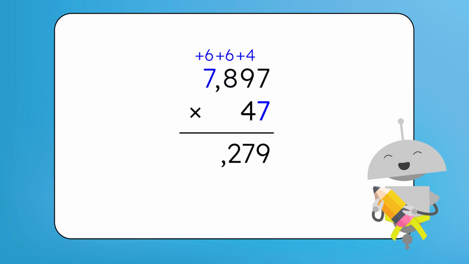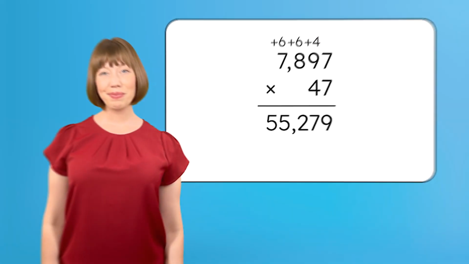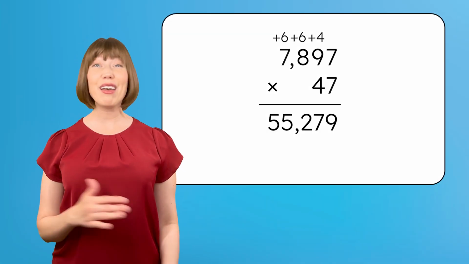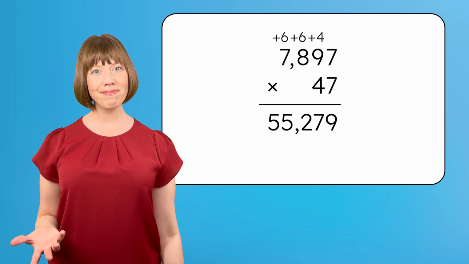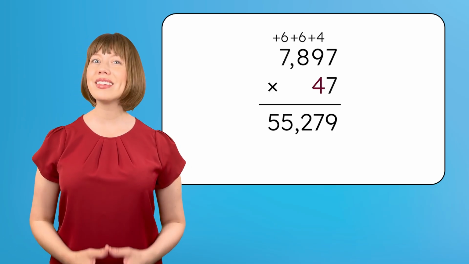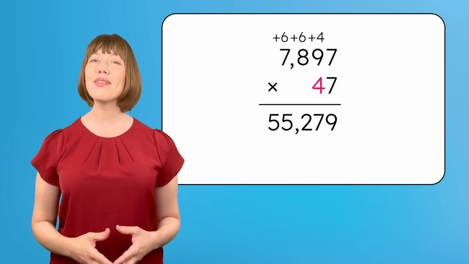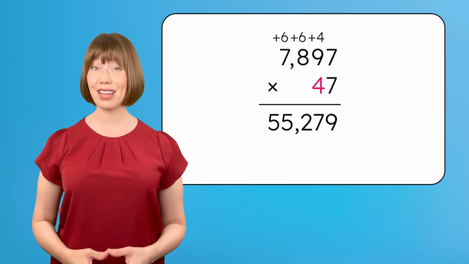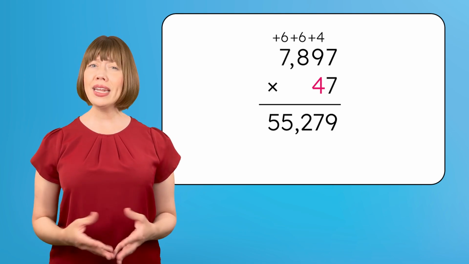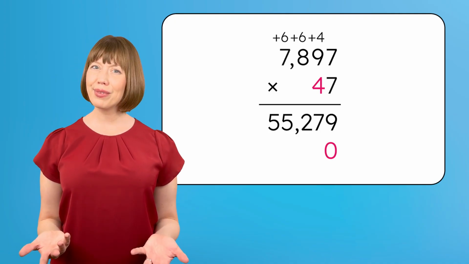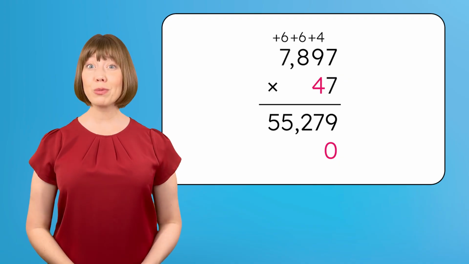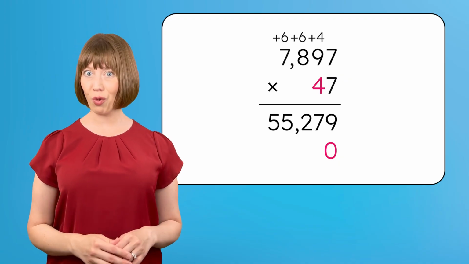Finally, 7 times 7 is 49, plus 6 is 55, and row 1's done. We've multiplied 7 by every digit in our 4-digit number. What comes next? Of course, we multiply the digit in the tens place by 7,897. Remember, we need to add a placeholder 0 in the ones place. Why though? Because we're multiplying by 40, not just 4.